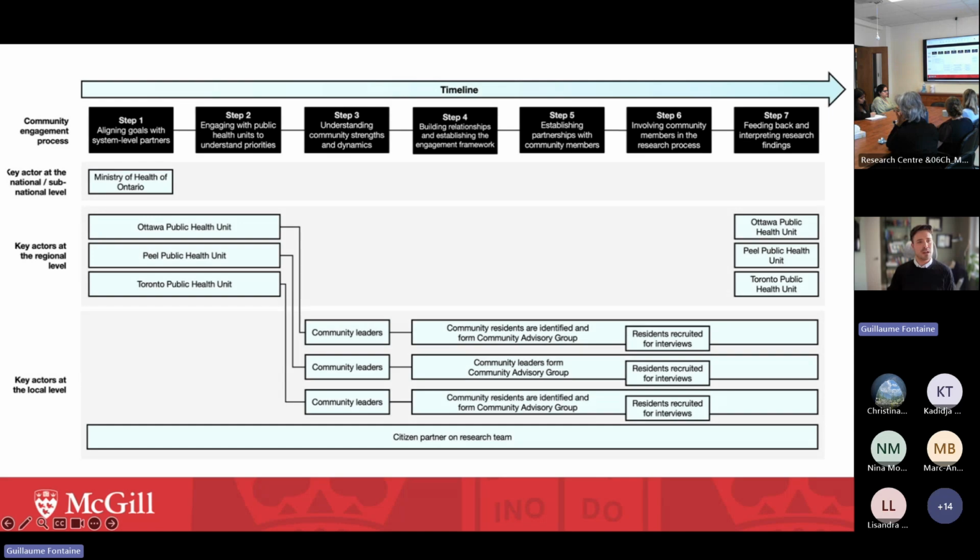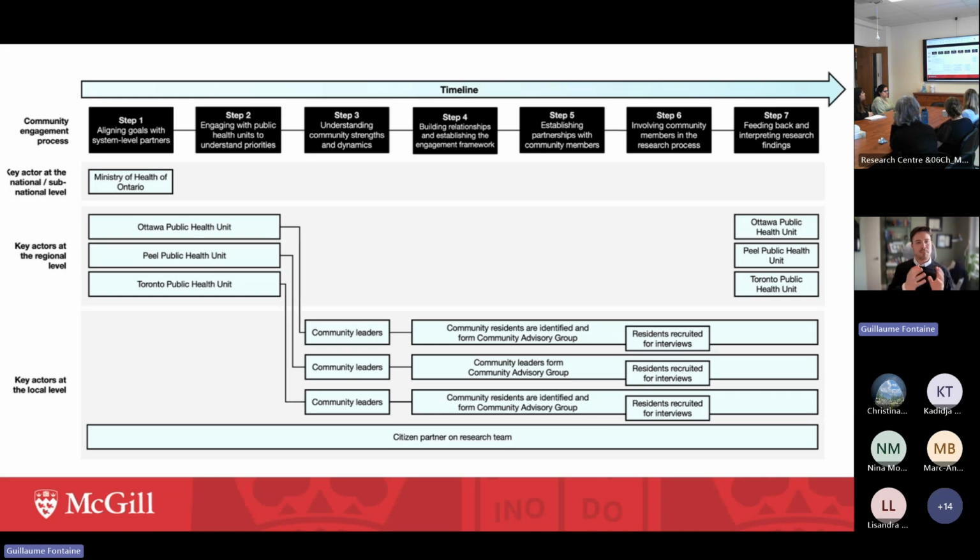The first step that we took really was working with the Ministry of Health of Ontario and the leads of the public health units of Ottawa, Peel, and Toronto to look at what the data is regarding the disparities regarding COVID-19 vaccine access. So we looked at epidemiological data on different regions within Ottawa, within Peel, within Toronto, and those regions that would benefit the most from having additional support. So that was the first step, understanding the disparities, understanding the priorities and the needs.